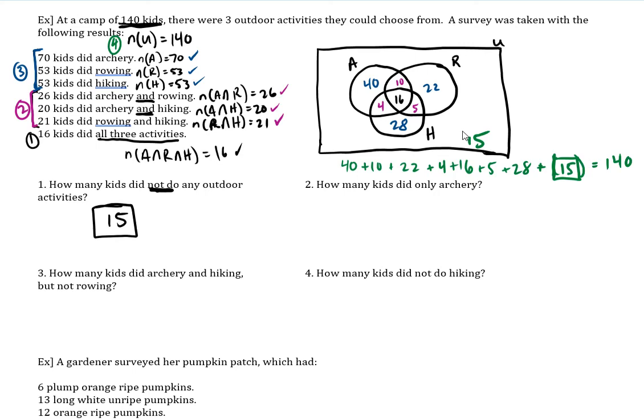There we go. Okay, so that's a good one where I'd say, hey, just looking at this, I think we can get it. So all of these are the activities in the circles. So 15 kids must not have done any. All right, and then number 2, how many kids did only archery?